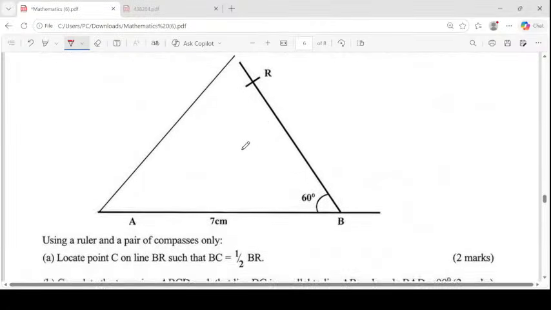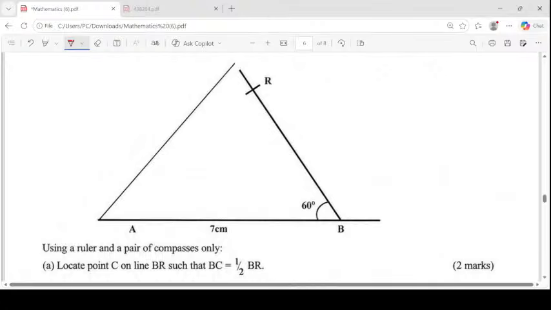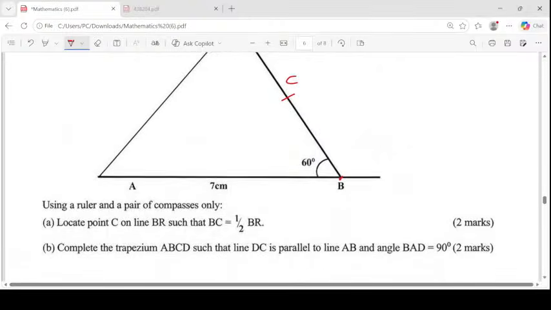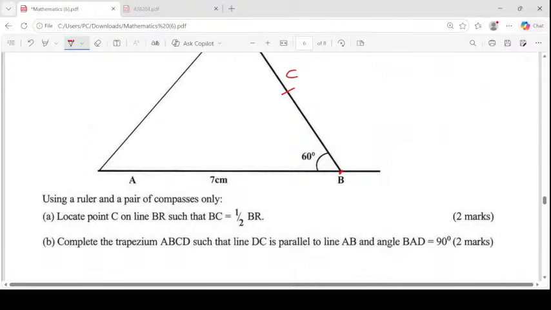So, if BC is a half of BR, can you first measure the distance from B to R? When you measure the distance from B to R, you're going to get a certain value. Then you divide that value by 2. So the center of BR is somewhere here. So this is my C, half of it.